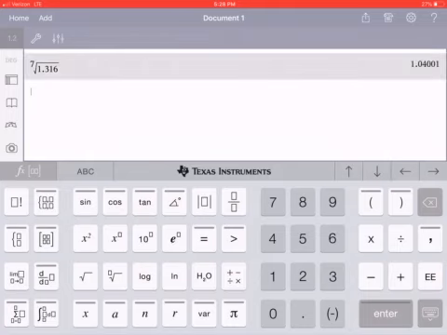And if I press enter, it gives me that decimal approximation. Now, if you don't have that option, you could always use parentheses, enter the number inside the root, close your parentheses, and then raise that number to the power 1/7. And that will give us the same answer. So the answer is 1.04.